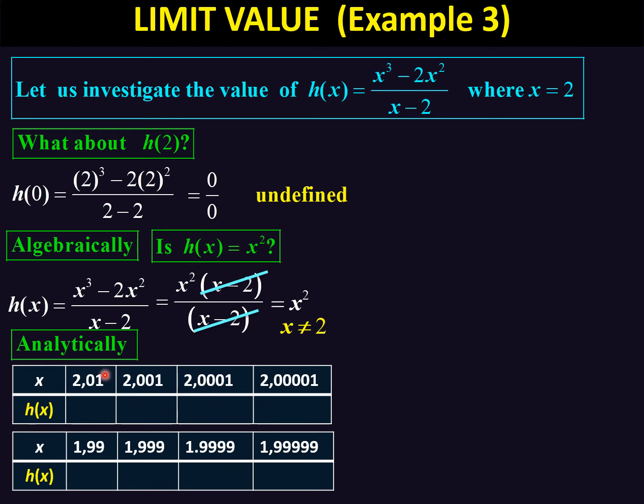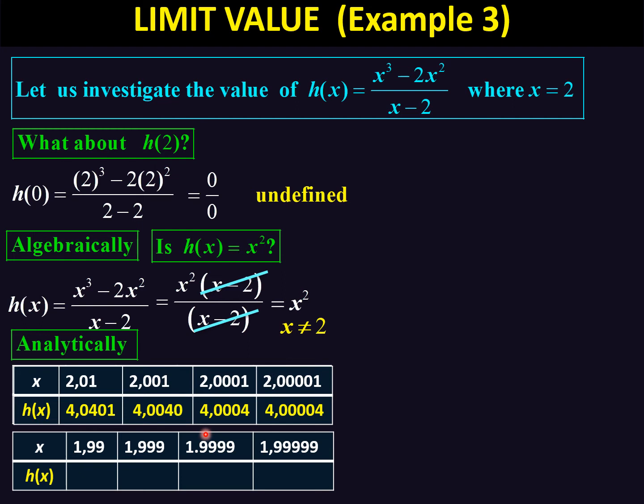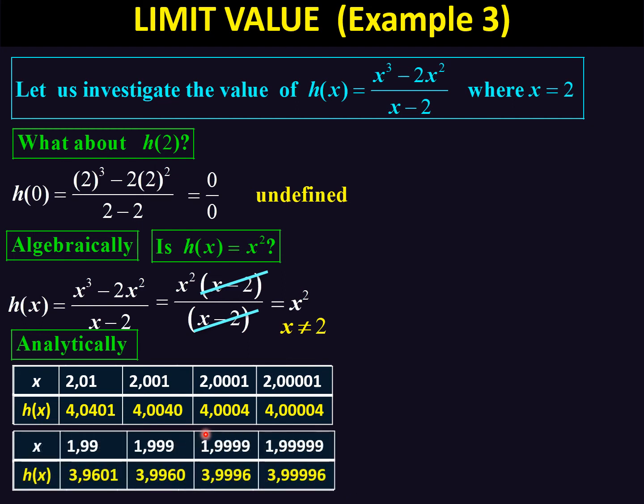Complete this table with 2.01 and so on. If we look at that, those are the values that we get. What do we notice there? As we get closer to 2, the value gets closer to 4. As it gets closer to 2, it also seems to get closer to 4.